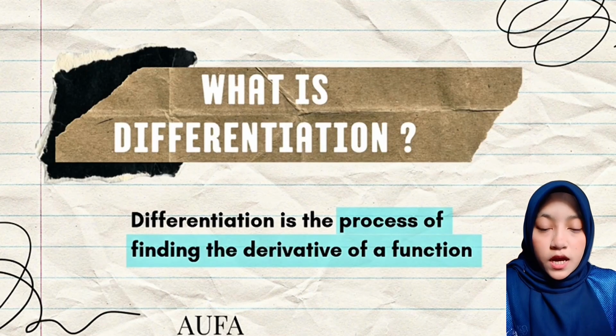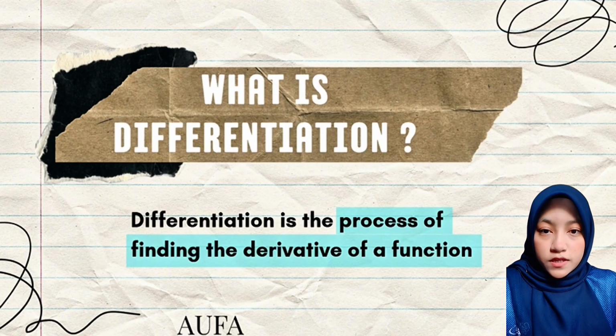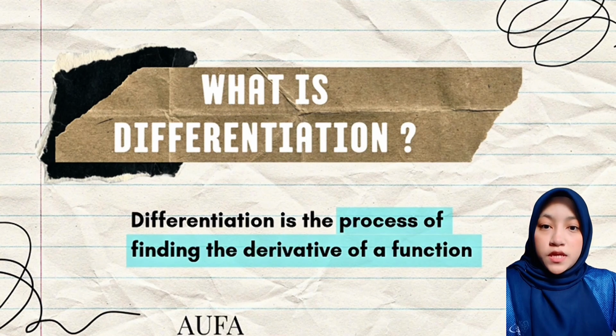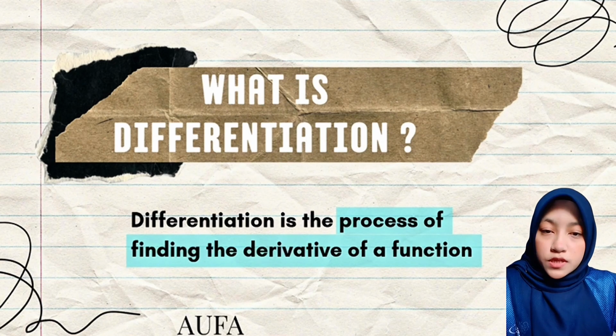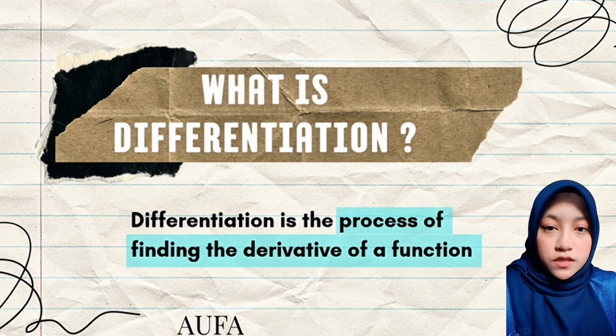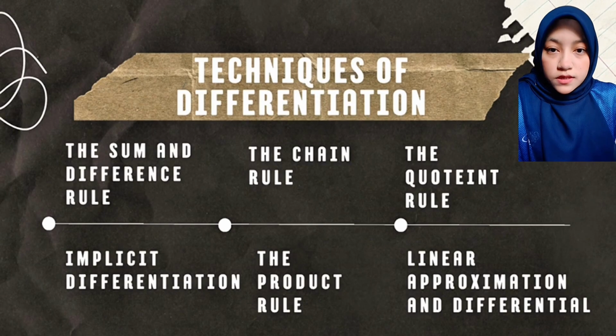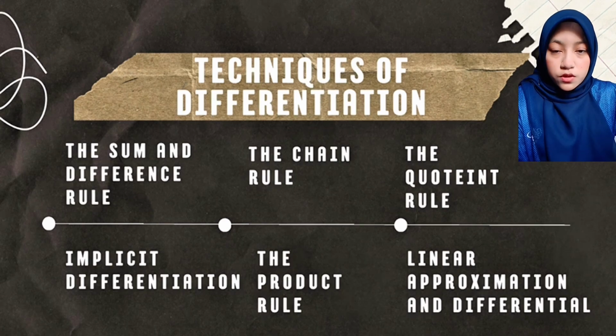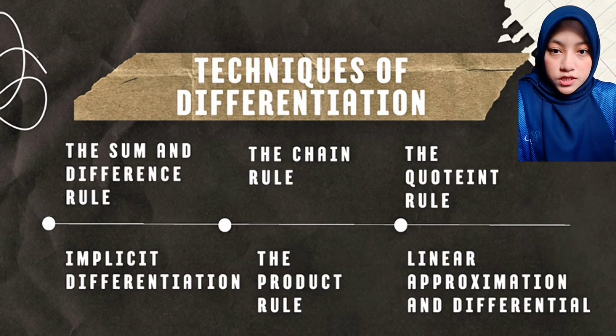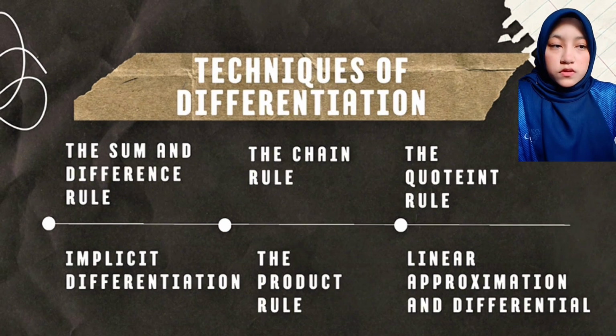Okay, first, I will explain about differentiation. What is differentiation? The meaning of differentiation is the process of finding the derivative of a function. Next, there are 6 techniques of differentiation, but in this video, we will focus on 4 only. The 6 techniques are the sum and difference rule, the chain rule, the quotient rule, implicit differentiation, the product rule, and also linear approximation and differentiation.